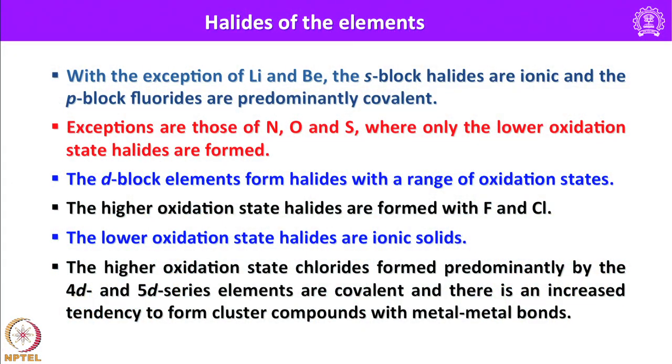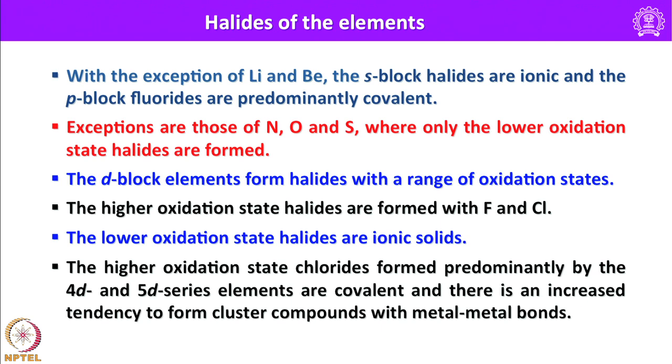The halides of main group elements are an important class of compounds, and with the exception of lithium and beryllium, the s-block halides are essentially ionic in nature, and the p-block fluorides are predominantly covalent. And of course, exceptions are always there, and here the exceptions are those of nitrogen, oxygen and sulfur, where only the lower oxidation state halides are formed. In the case of d-block elements, they form halides with a range of oxidation states. The higher oxidation state halides are formed especially with fluorine and chlorine.